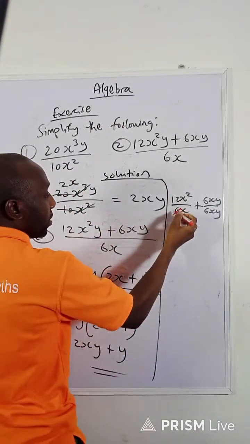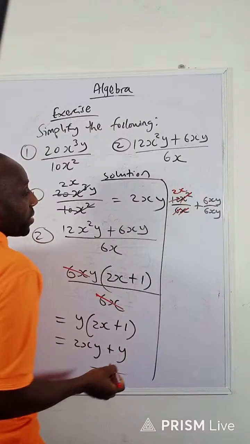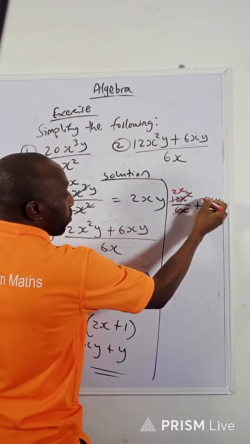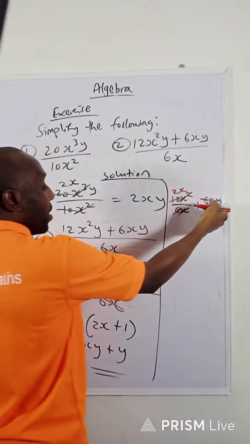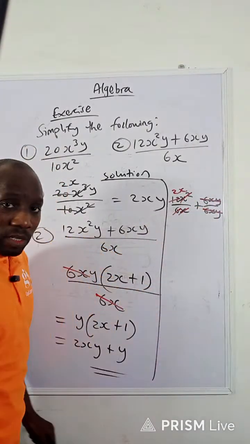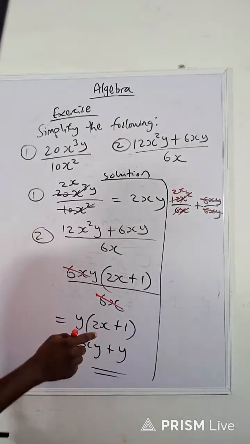You do this. 6 into 12 is 2. X cancels one of this, you have just x left. This 6xy cancels 6xy. The mistake many students make is that they'll just seem as if there's nothing left. Of course, there's something left. 1 is there. All right? There's 1 there.